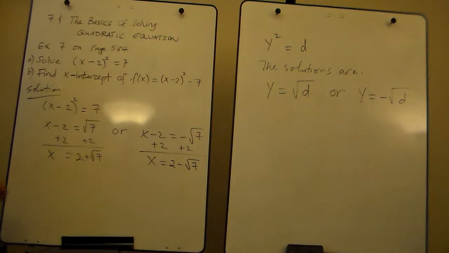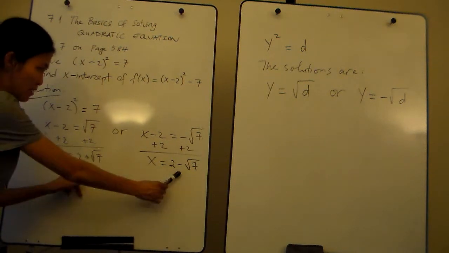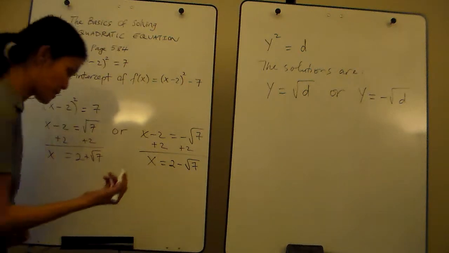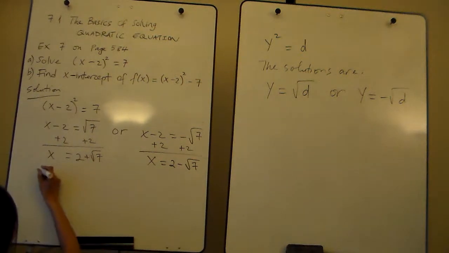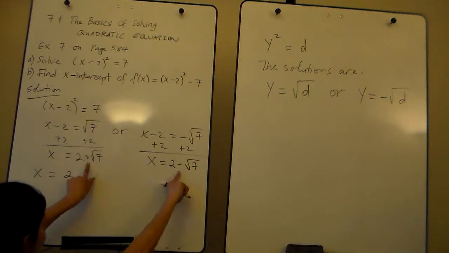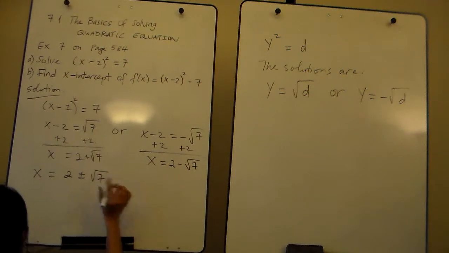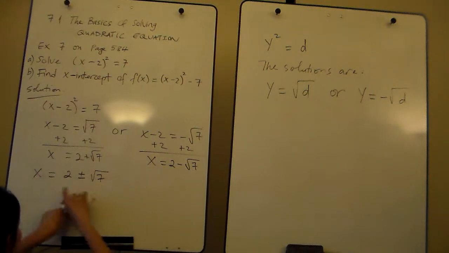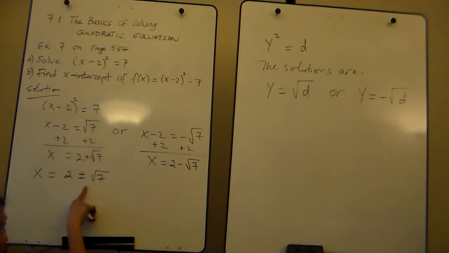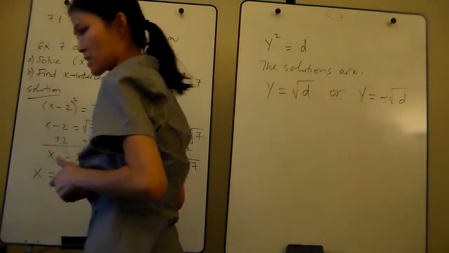Okay? So 2 plus root 7, 2 minus root 7. As you see, they have the same 2, with the opposite sign on the square root of 7. So, same idea, you can say x equal to 2 plus or minus square root of 7. You can write the two solutions as one, just using the plus or minus sign here. Alright, these are the solutions for example 7.